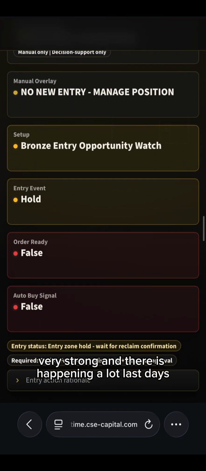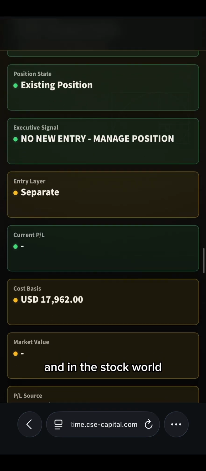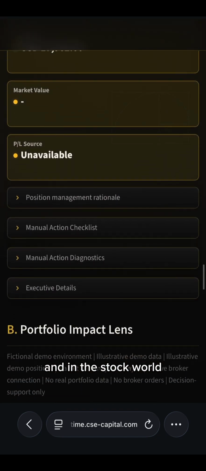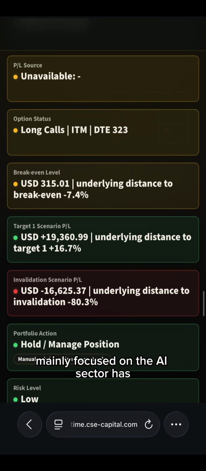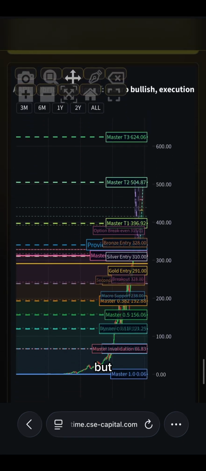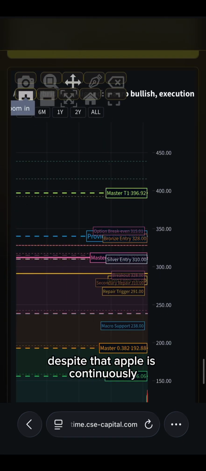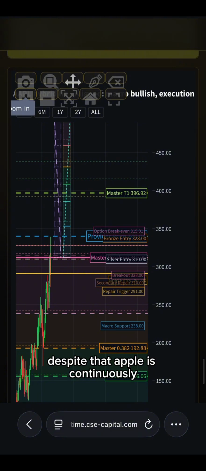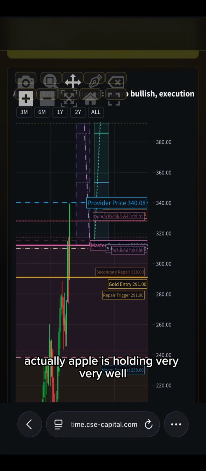There has been a lot happening in the last days in the stock world, mainly focused on the AI sector, which has had some bad weeks. But despite that, Apple is continuously bullish. Actually, Apple is holding very well.